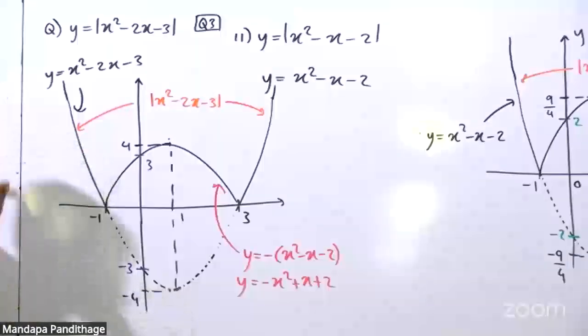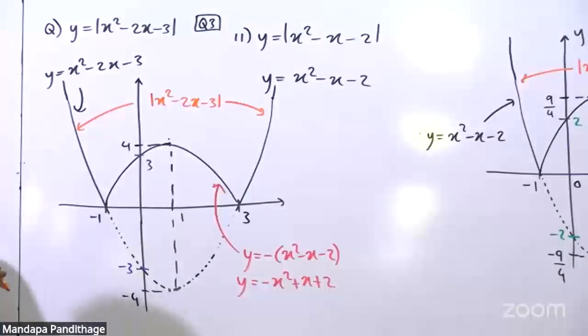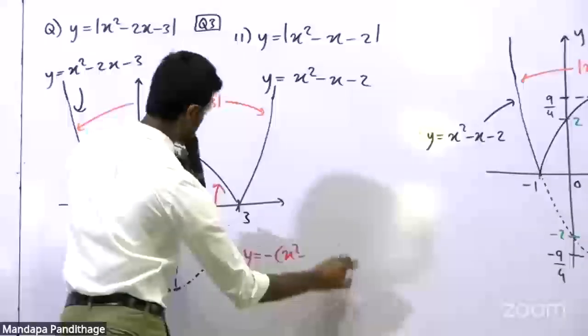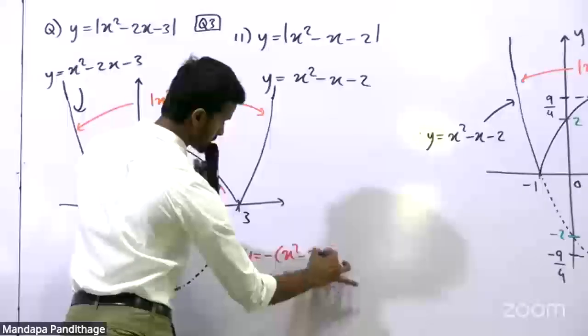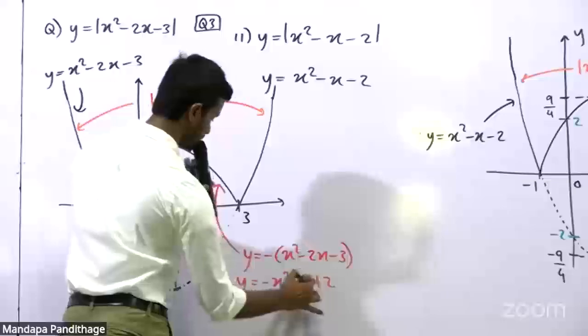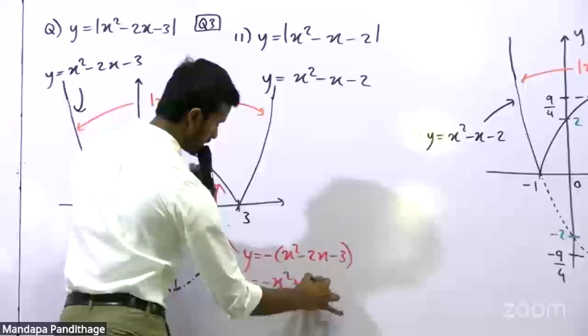Okay, got it. Okay, this one, the equation. So it's minus of x squared minus 2x minus 3. So we get minus x squared plus 2x plus 3.